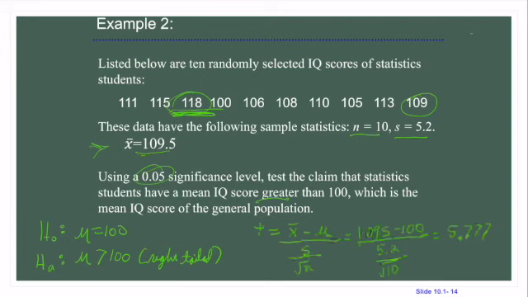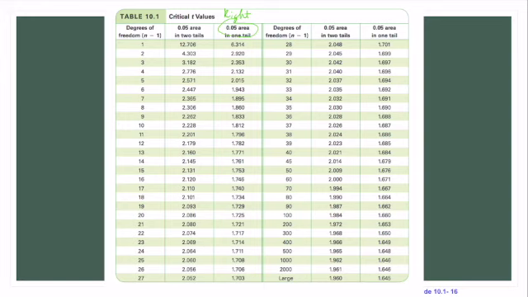I want my t-value to be greater than the t-table value. So let's go to the t-table and find our t-value. Remember we're using a right-tailed test, so we just need the area in one tail. My sample size is 10, so my degrees of freedom is 10 minus 1, which is 9.